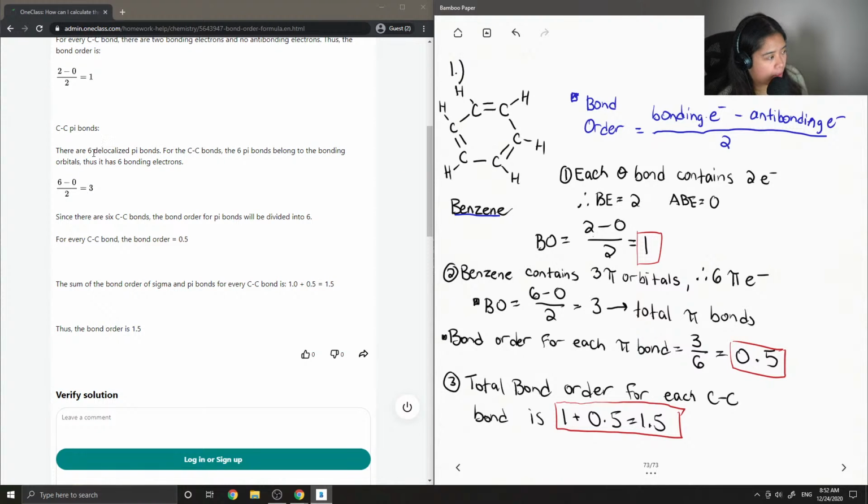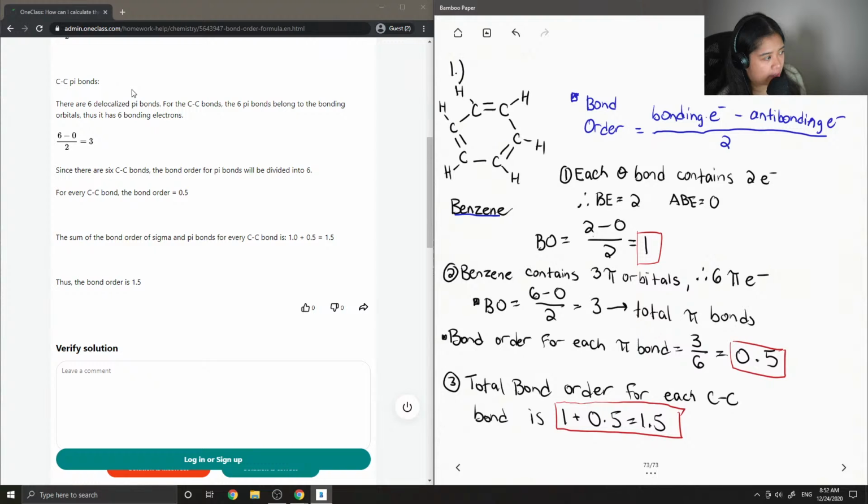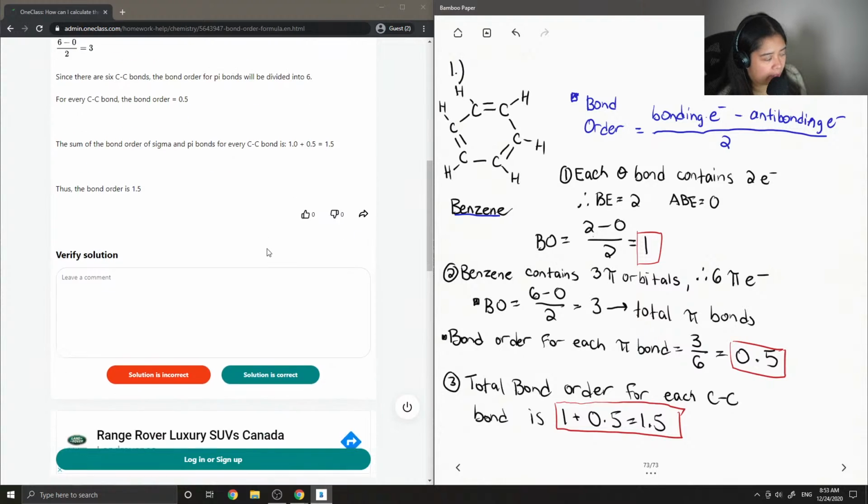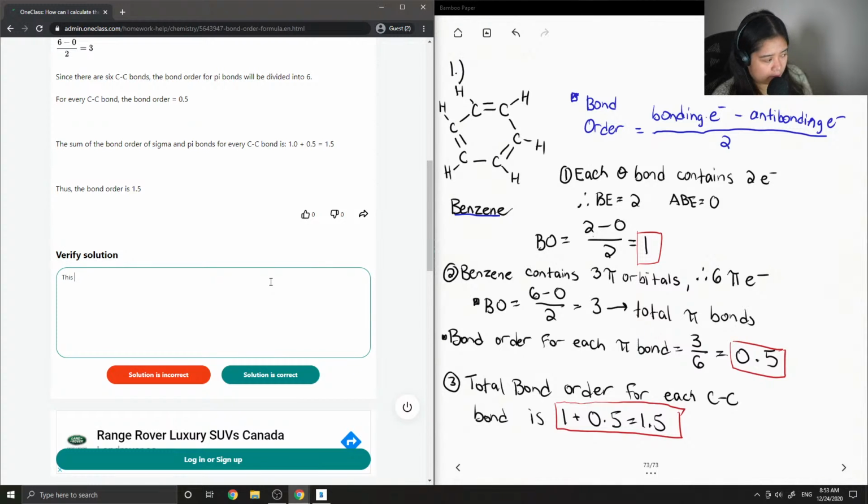Carbon-carbon pi bonds. There are 6 delocalized pi bonds. For the carbon-carbon bonds, the 6 pi bonds belong to the bonding orbitals. Thus, it has 6 bonding electrons. So 6 minus 0 divided by 2 is equal to 3. Since there are 6 carbon-carbon bonds, the bond order for pi bonds will be divided into 6. So for every carbon-carbon bond, the bond order is equal to 0.5. So the sum of the bond order of sigma and pi bonds for every carbon-carbon bond is 1.5. Yep. So the solution is correct.